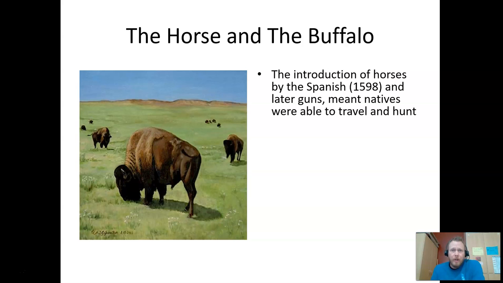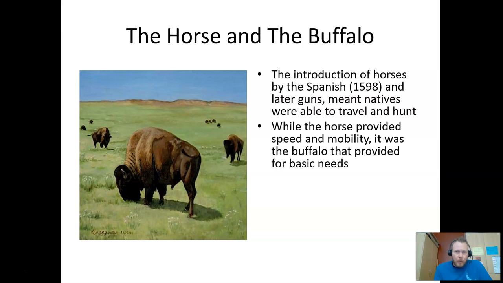So, two key parts of Native American life. Number one, the horse. The introduction of horses by the Spanish in 1598, and later guns, meant that natives were able to travel and hunt. Okay, they didn't necessarily have to follow herds like they did before. They could travel, could hunt, and bring the food back to the community.